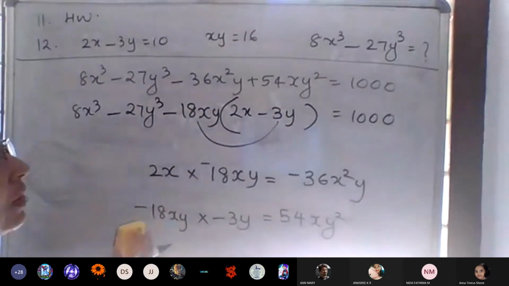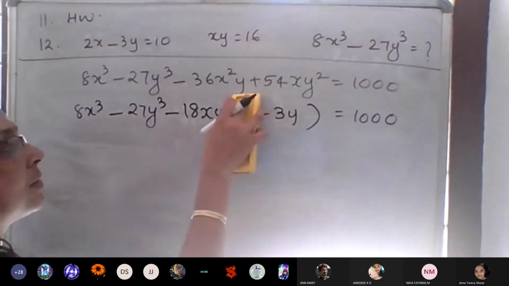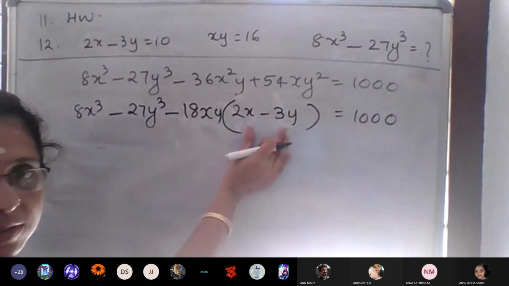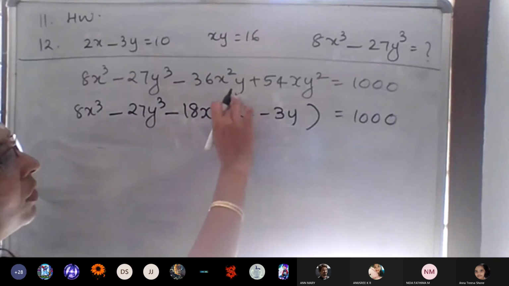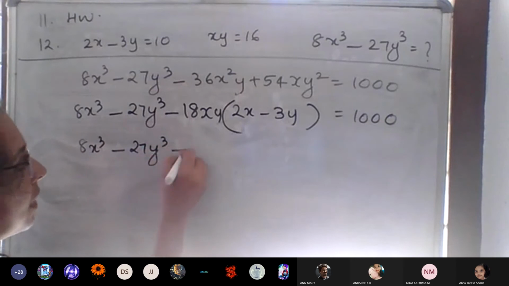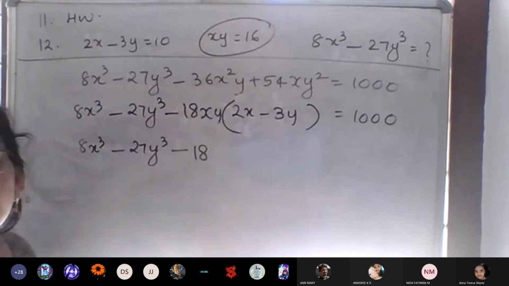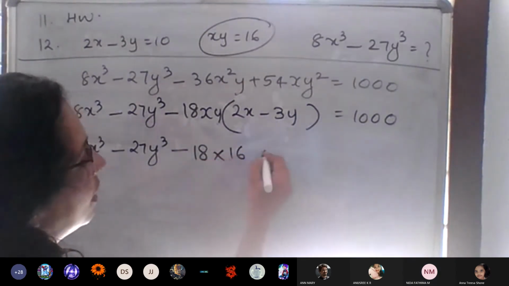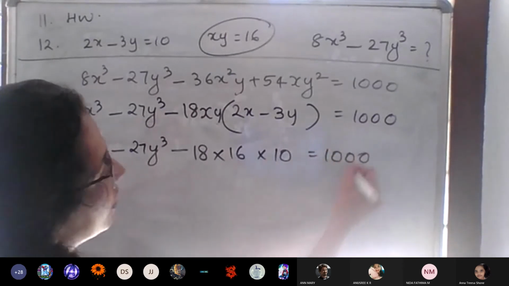So adjust with this 2x minus 3y. Or if you can do it directly with 18xy as common, no problem, you can take it. I'm saying this for others: if 2x minus 3y, then adjust it and write. Then 8x cube minus 27y cube minus 18 into 16, into 10, since 2x minus 3y is 10, is equal to 1000.